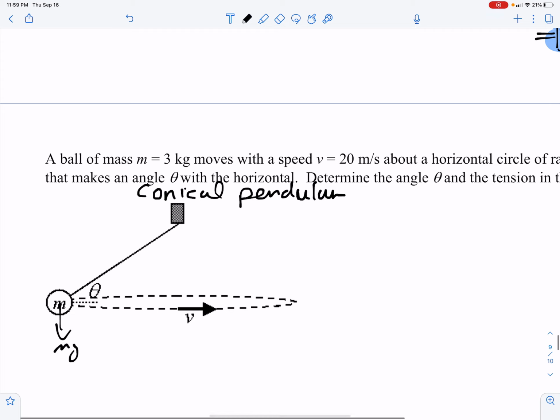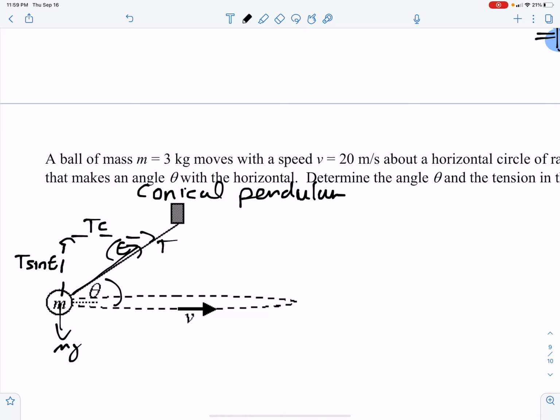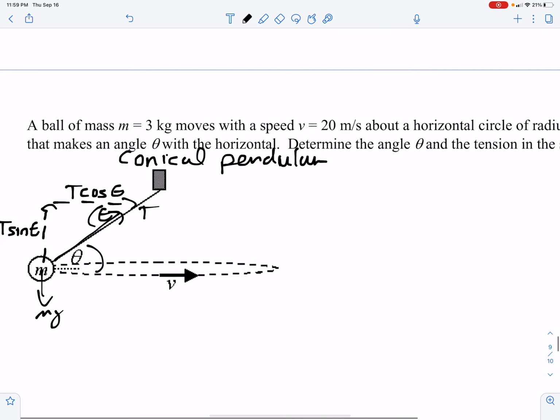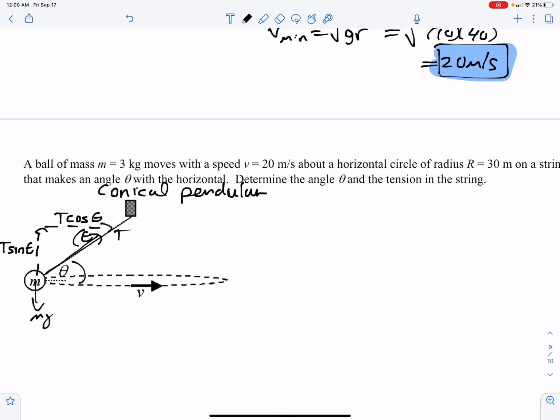We have mg going down. You have tension going up. We need components of tension. This angle goes this way, equal to that angle. This would be tension times the sine of theta, making this tension times the cosine of theta. Now, we can start in pretty much any direction you want. I typically like to start in the y direction. Forces up will equal forces down on this one because we're accelerating horizontally. We're moving in a horizontal circle. Circle means accelerating centripetally. But the ball is not moving up or down, so it's not accelerating up or down. That means the tension sine theta that's going up equals mg, which is going down.